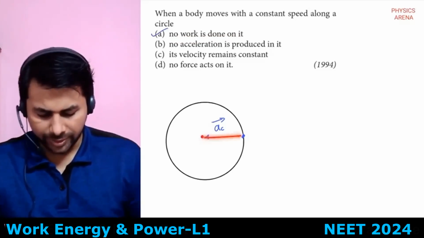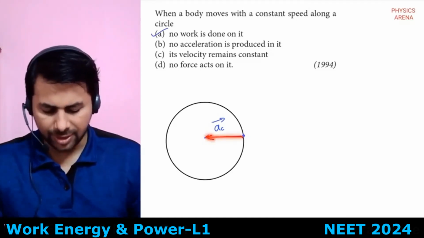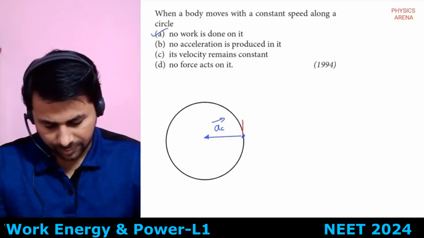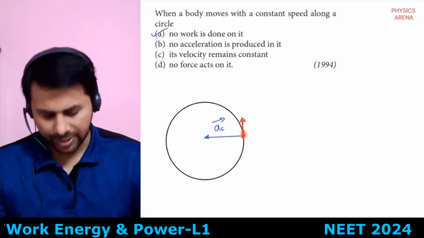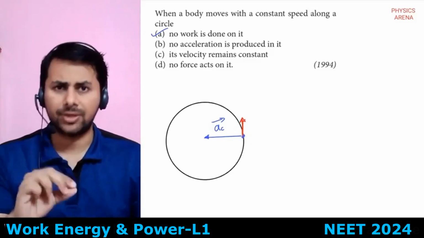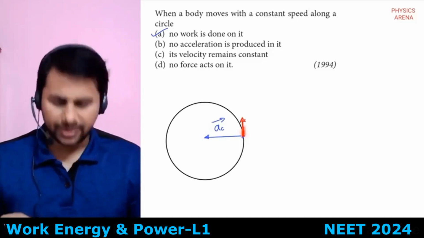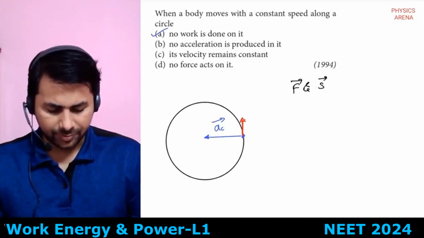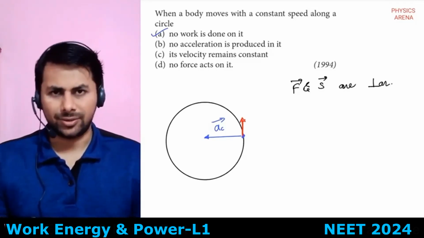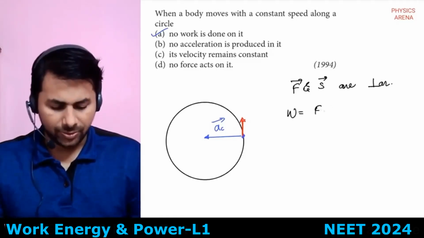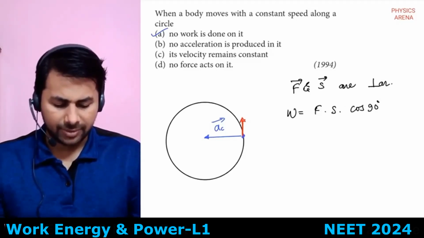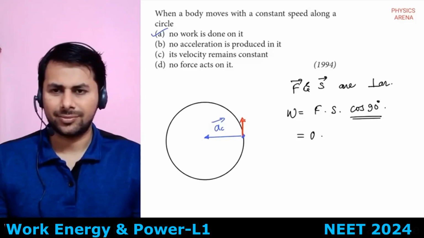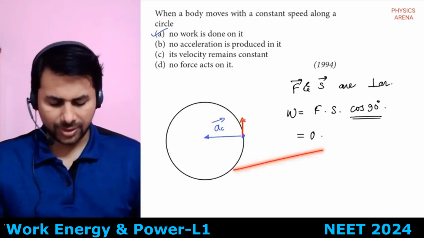Why? The reason is you have force along the radius and towards the center. We call it centripetal force. And at each and every point, what is the displacement? If you consider this point, it will move a little in this direction for a very short time, by a very small distance. So at each and every point, force and displacement are perpendicular to each other, and therefore work done equals magnitude of force times magnitude of displacement times cos of the angle between them. And cos 90 is 0. So work done is equal to 0. There is no work done.